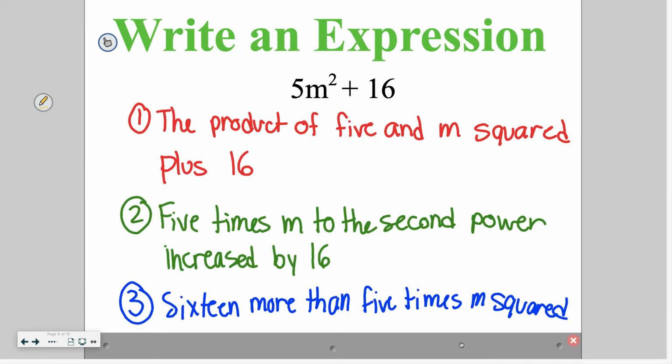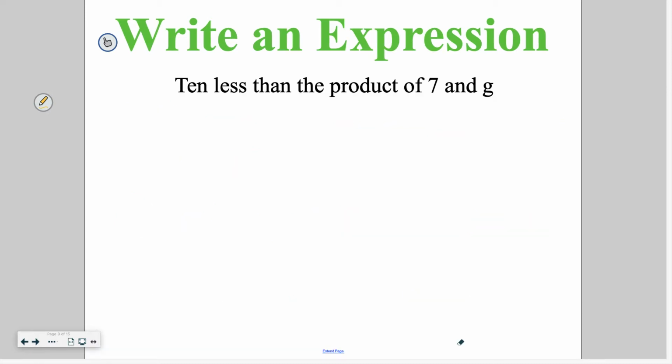Here are 3 possible sentences. Again, yours does not necessarily have to match this, but this is the general idea of what one of these sentences should look like. Our next task is taking a sentence that has been written out for us and translating it into something we can solve, aka an algebraic expression.